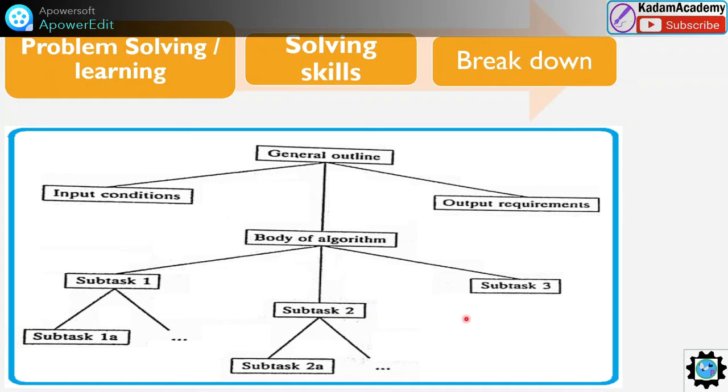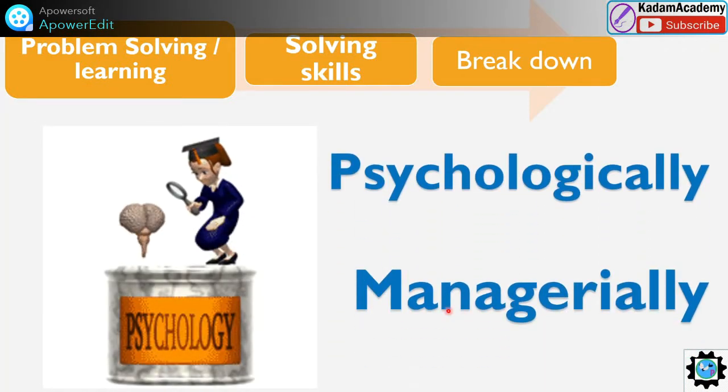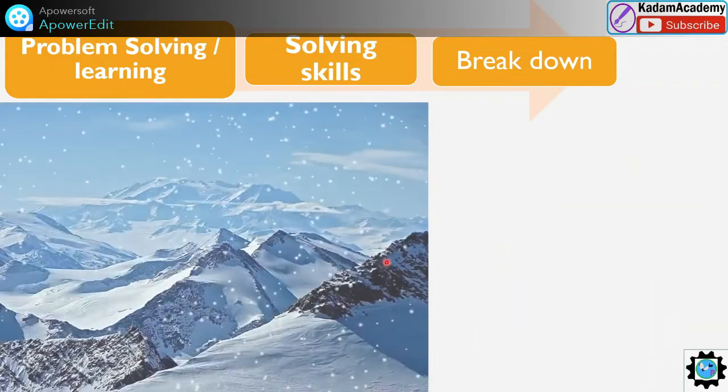By distributing into subtasks or sub-elements, we can solve it psychologically and managerially. It is a very essential step or skill to develop, both psychologically and managerially.